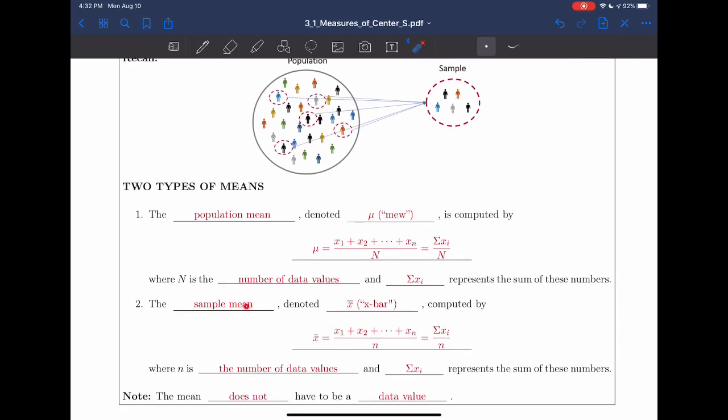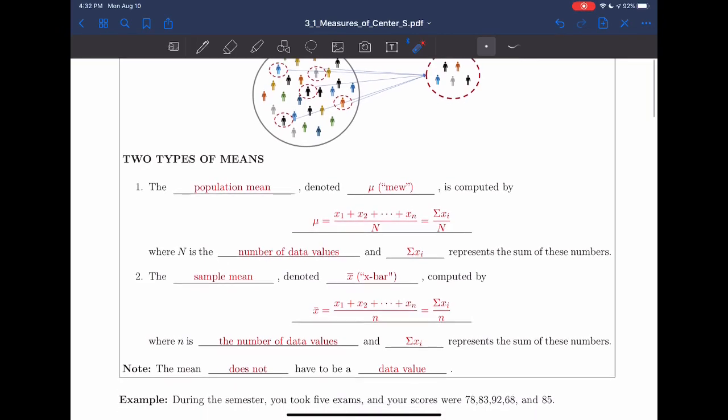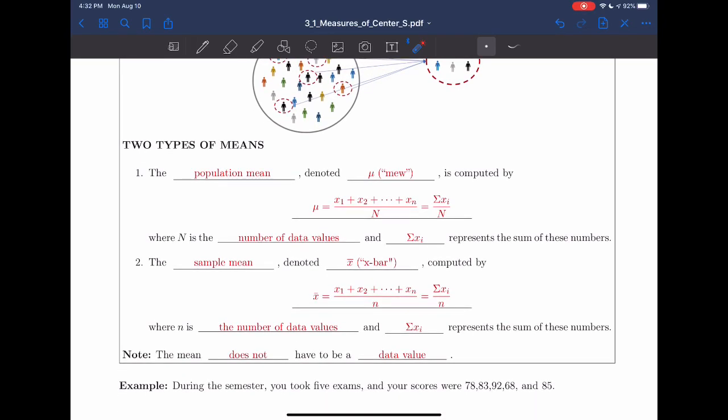The sample mean is denoted by x bar, and it's computed by taking the sum of everything in your sample and dividing by the number of observations in your sample. A very common misconception is that your mean always has to be in your data set. It is possible to compute a mean that is outside of your data set.